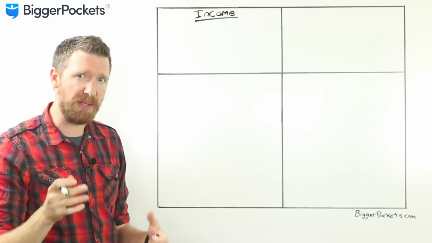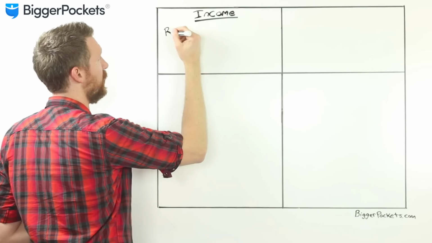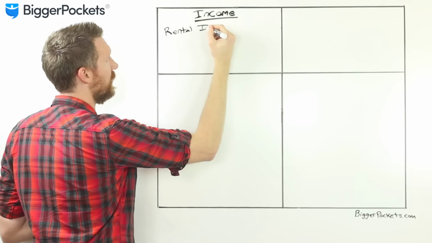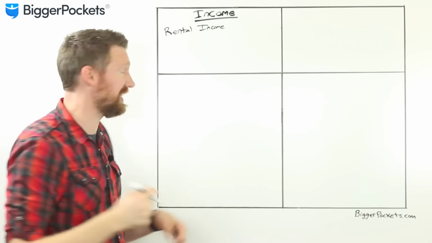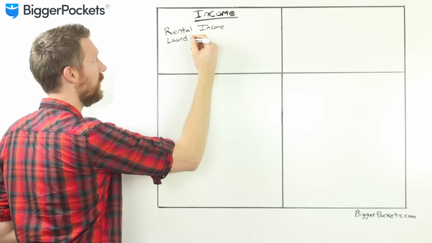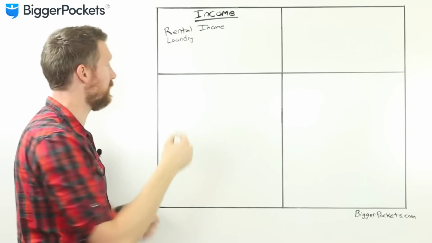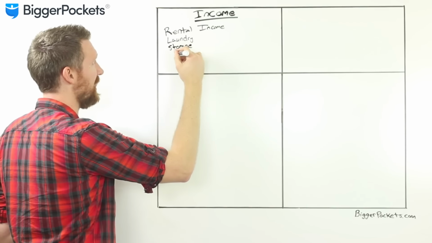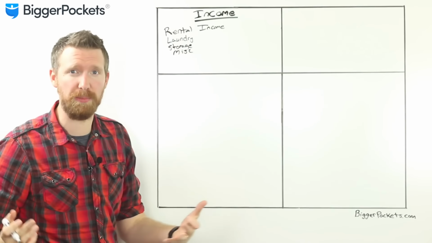In this case, the most common income you're going to get is rental income. I think most people know that makes sense. Now there are other types of income as well. For example, if you have a laundry machine, you can have laundry income. There's storage; you might have a storage shed on the property. You might have other miscellaneous income. But generally speaking, rental income is going to be our primary source of income.